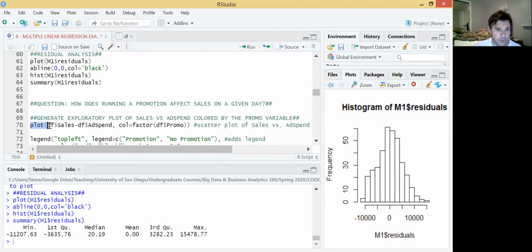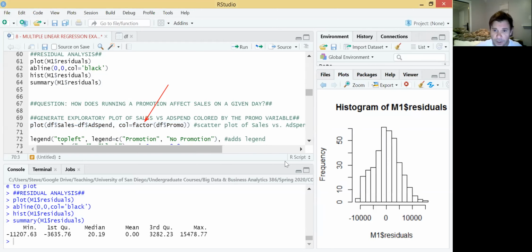Okay, so we're going to create this plot here, and I'm going to use that same plot function, but we're going to feed it an extra piece of information. And what this is saying here is we're going to color the plot using a factor. We're going to convert promo, which is currently a numerical value, even though it's only binary, to a factor, a categorical value, and we're going to color the data points by that particular variable.